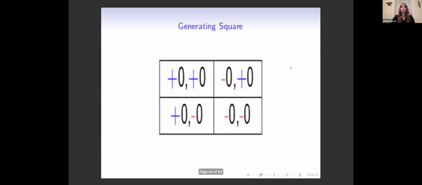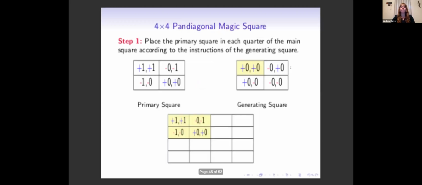Our next step is going to be to use this generating square. This is given to us and is always unique. So what we're going to do is place the primary square in each quarter of the main square according to the instructions of this generating square. So the top left cell is positive, positive. That means we're just going to replace our primary square in our main square.